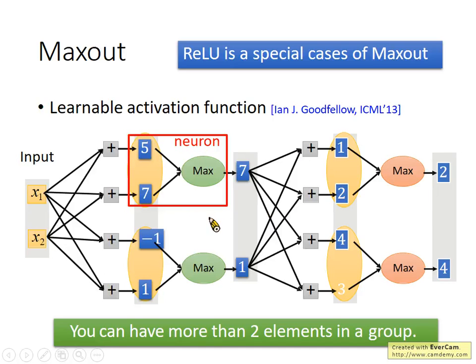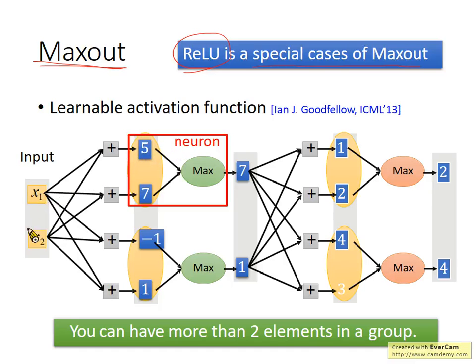You may wonder whether the activation function can be learned automatically. The answer is yes. In recent research, there is a method called Maxout. Okay, Maxout is actually a special type of neural network. Okay, and we can use Maxout to learn the activation function. And ReLU is actually a special case of Maxout. Okay, the idea of Maxout is quite simple.